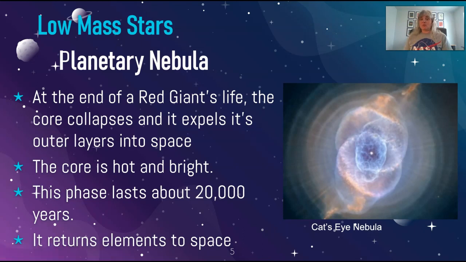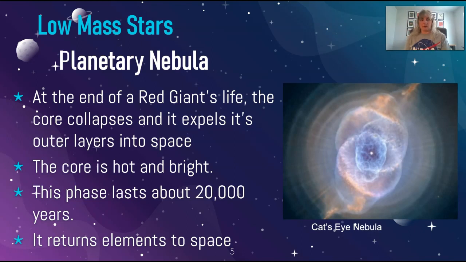This phase lasts about 20,000 years, which in the life cycle of a star is a very, very short period of time. And it's returning a lot of its elements: the hydrogen, helium, and it keeps fusing heavier elements all the way up to iron. All of those elements are returning to space. Planetary nebulas are very, very beautiful. It's interesting to see their pictures online and pictures that the Hubble Space Telescope has taken of them.